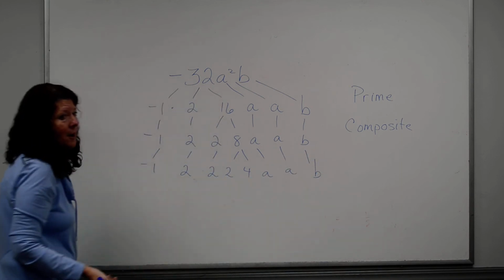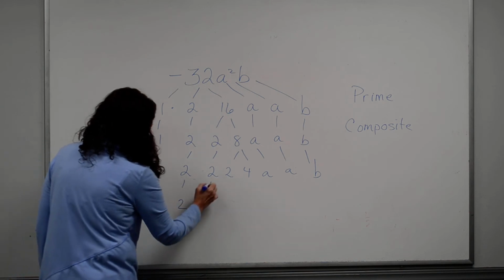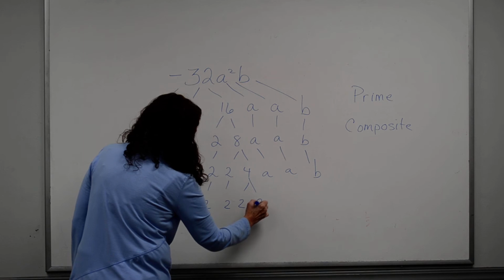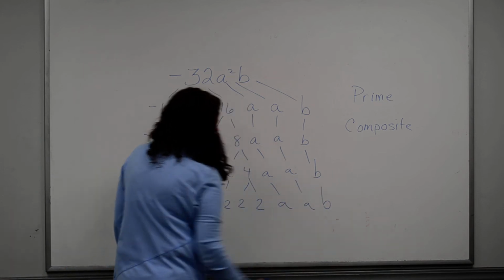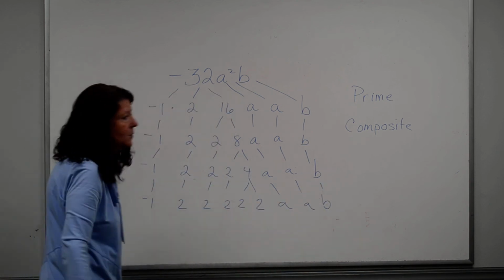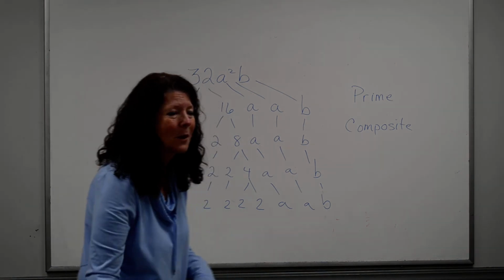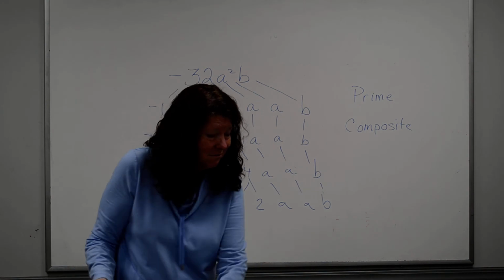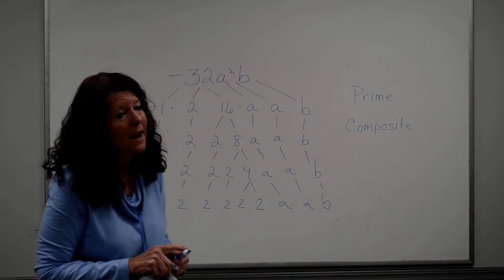Still not all prime, so I've got to go one more time. All of these keep coming down. Now that's 2 times 2, which is your 4. And that's your bottom row right here. So here is the prime factorization of -32a squared b. Okay? You good with that?